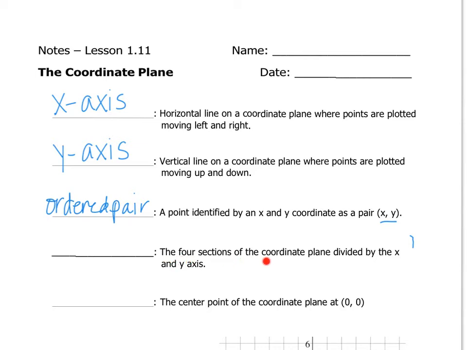The four sections of the coordinate plane divided by the x and y axes, these are called quadrants. And our last one is the center point of coordinate planes at (0, 0), which is the origin.